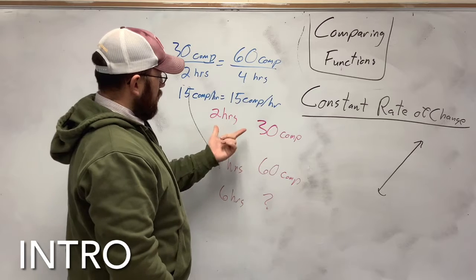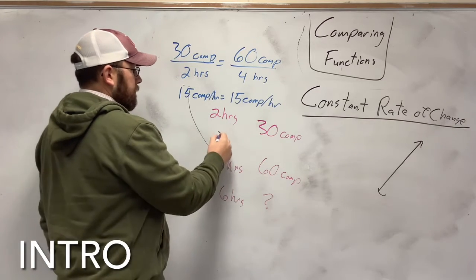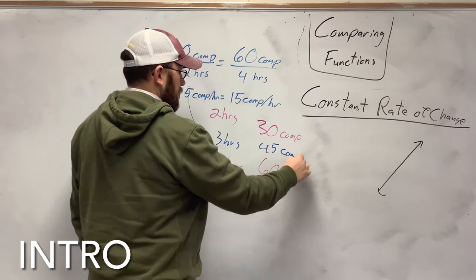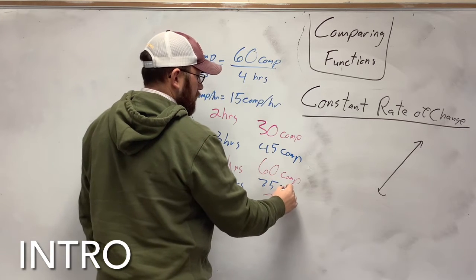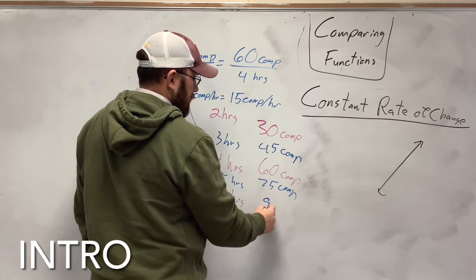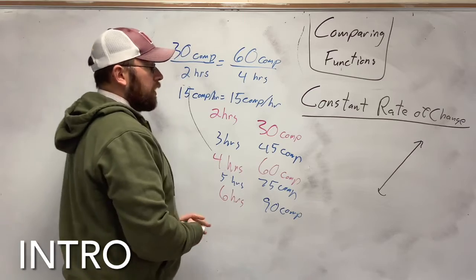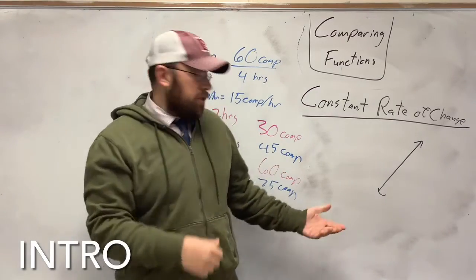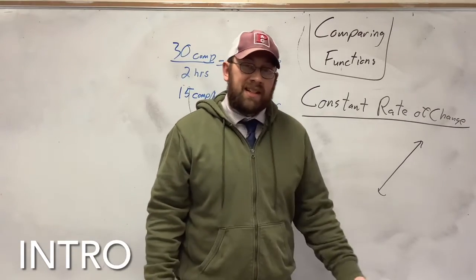So at 3 hours, I'll have 45 computers done. At 5 hours, I'll have 75 computers done. And at 6 hours, I'll have 90 computers done. And that's what is called a constant rate of change. No matter what, you can tell what it's going to be after a certain amount of hours. I can tell you at 100 hours how many computers will be done because it's a constant rate of change.